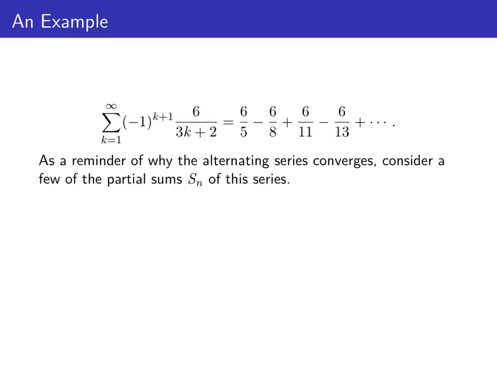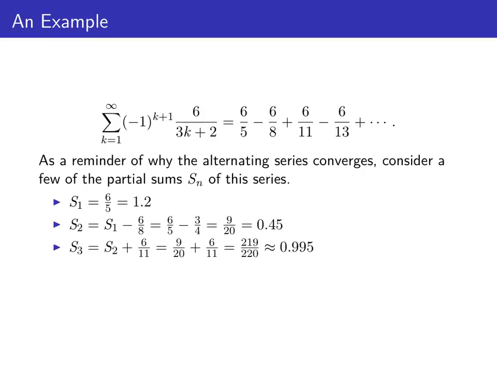Just as a reminder of why this alternating series converges, let's look at a few of the partial sums of this series. We have the first partial sum is just 6/5. The second partial sum is S1 minus the second term 6/8, which is about 0.45. The third partial sum is the second partial sum plus the third term 6/11. That's about 0.995. And the fourth partial sum is the third partial sum minus the fourth term, so that's S3 minus 6/13, about 0.57.